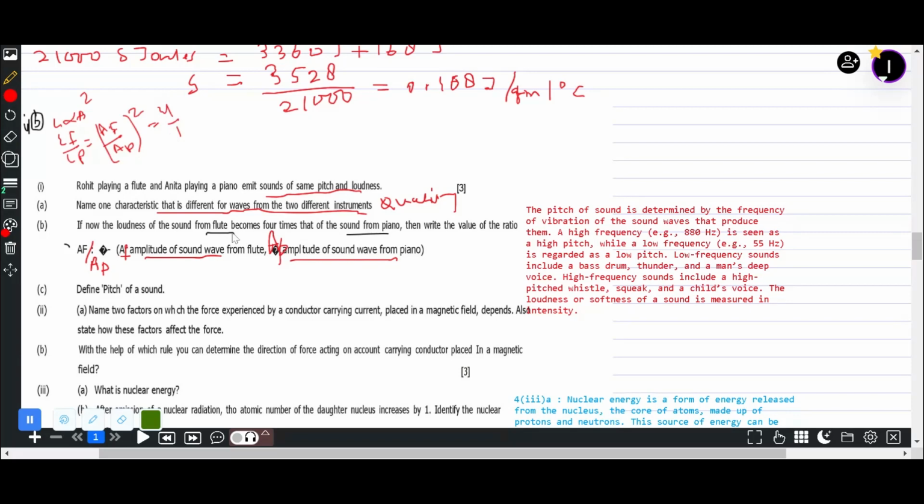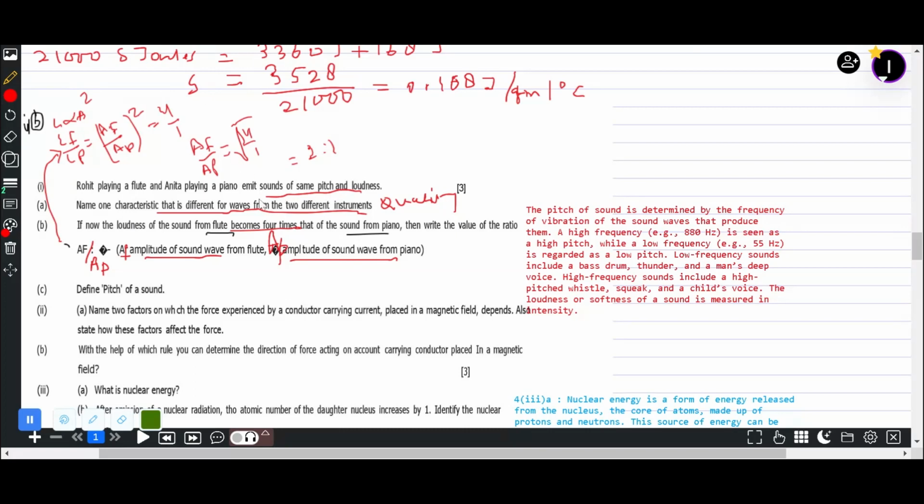Okay. Now the loudness of sound from flute becomes 4 times. So this is 4 is to 1. So AF by AP is square root of 4 over 1, that is 2 is to 1. So the ratio of their amplitude is 2 is to 1. That is the answer of this question.